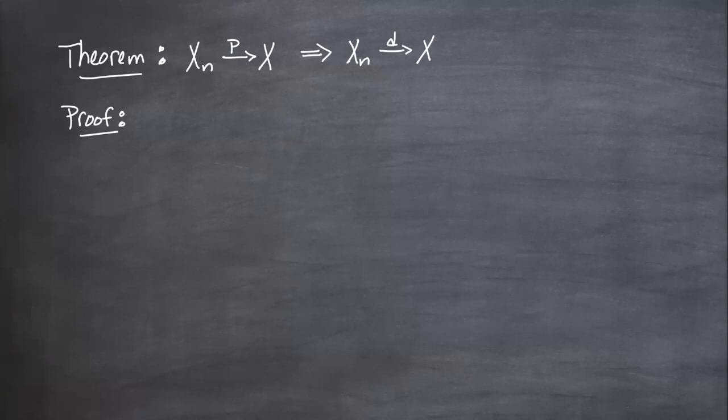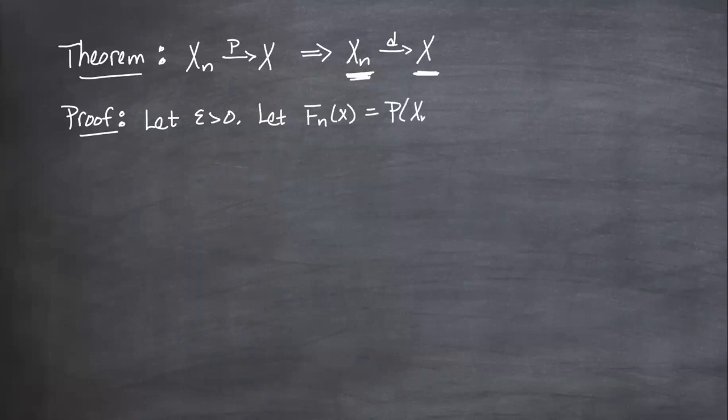I have a convergence in probability result here, so I'm going to need an epsilon. And because I want to show convergence in distribution, I'm going to need a notation for the CDF of these random variables and the CDF for this one. So let F_{X_n}(x) be the probability that X_n is less than or equal to x. And then we'll do the same thing for F(x), the CDF for X, the probability that X is less than or equal to x.